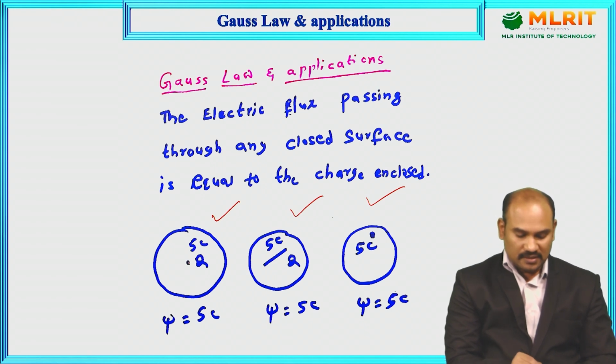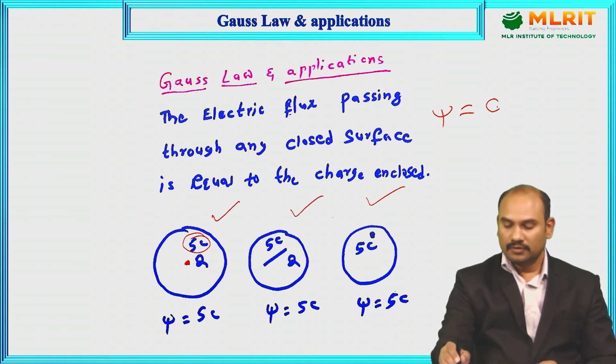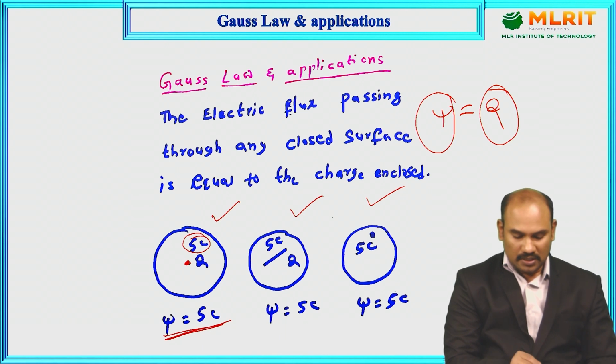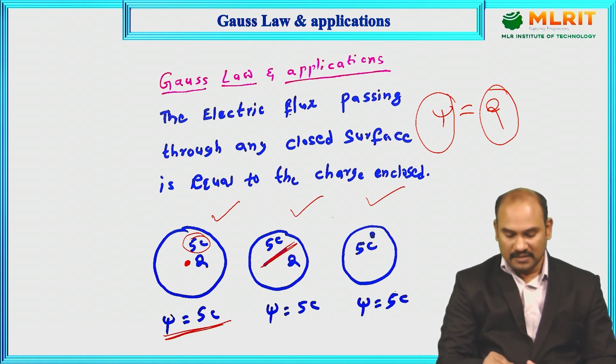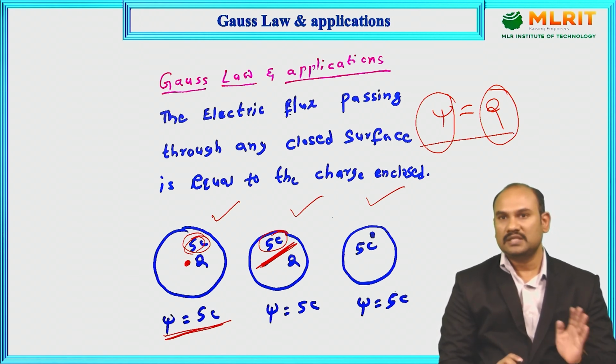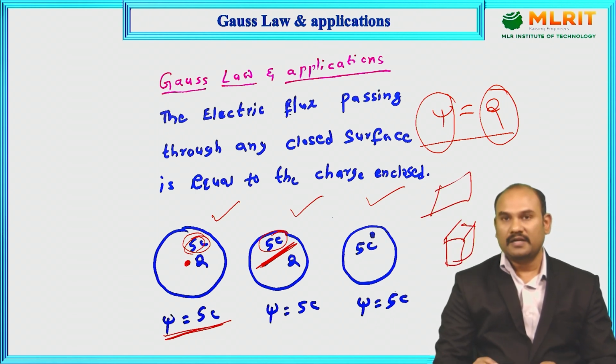In the first case, I have taken a dot, meaning point charge. What is the amount of charge? 5 coulombs. What does Gauss law say? Psi equal to Q. Whatever charge is there, you will get equivalent flux. So flux here is 5 coulombs. Now instead of point charge, I have taken line charge. The same 5 coulombs of charge is now spread on a line geometry. Psi equal to Q. Whether it is point charge, line charge, surface charge or volume charge, it doesn't matter. Flux is equal to charge, so psi will be 5 coulombs.